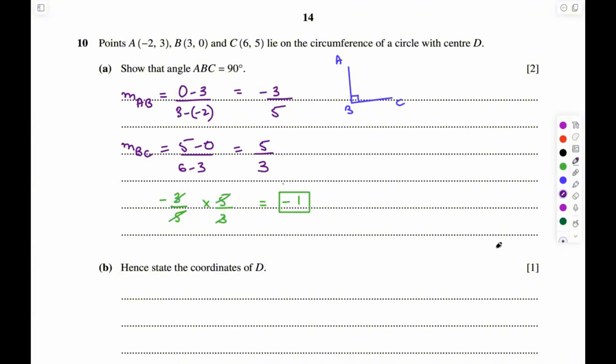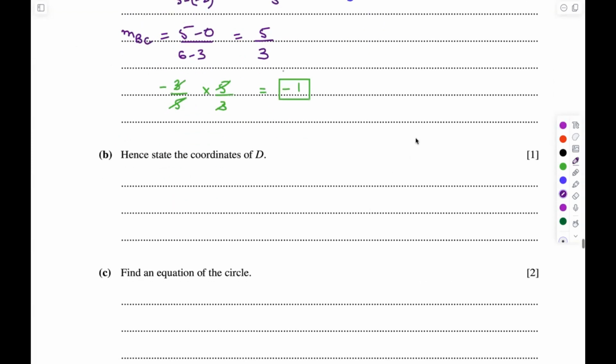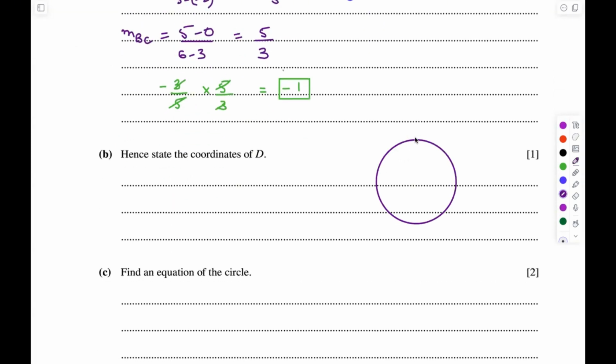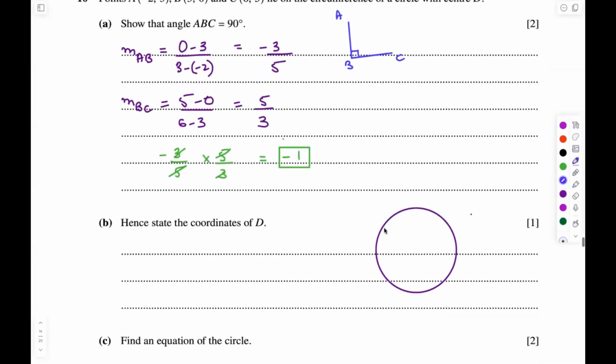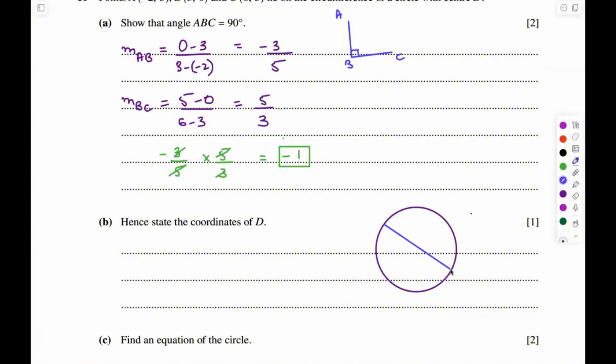In part B, it is asking us to state the coordinates of D. Now, as the center is D and ABC is 90 degrees, to understand this, let's say this is a circle and ABC is a right angle. In a circle, we know that if we have a diameter and the two ends are meeting at the circumference, let's say these two lines are meeting at the circumference, this makes a right angle. And if this makes a right angle and this is the diameter, it means this will be the center.